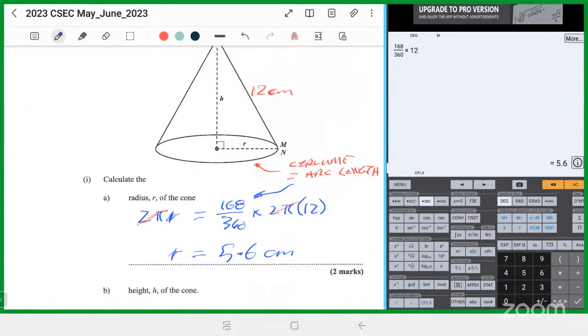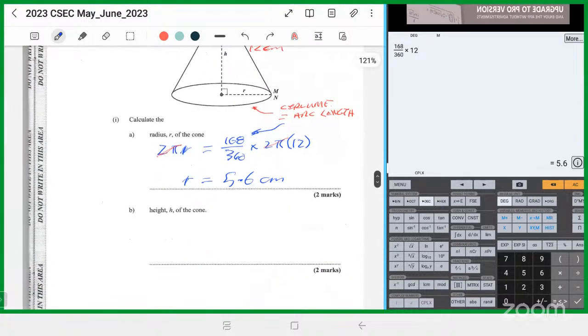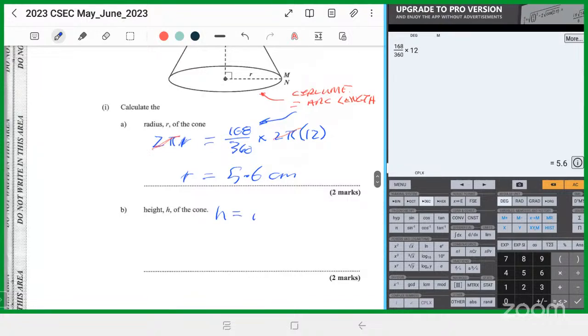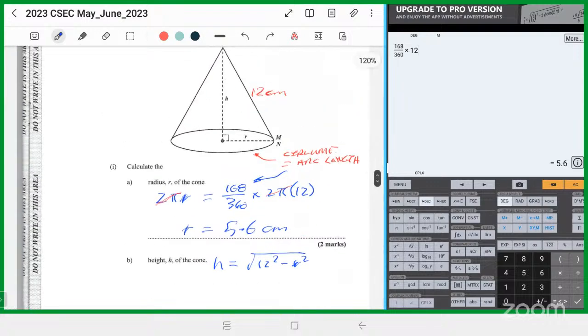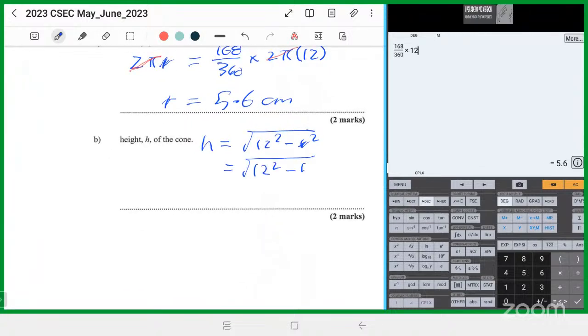Good. They want the height of the cone. So this length across here now is 5.6, and this slant piece is 12. That's a right angle triangle. Pythagoras is still going to give us this H now. Anybody see that? Good. So the H that we want down here is going to be the square root of 12 squared minus R squared. Remember, 12 is the hypotenuse. The R is 5.6, so you put those values in: the square root of 12 squared minus 5.6 squared.